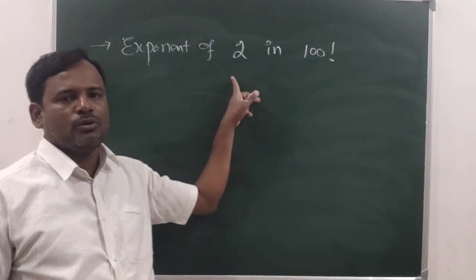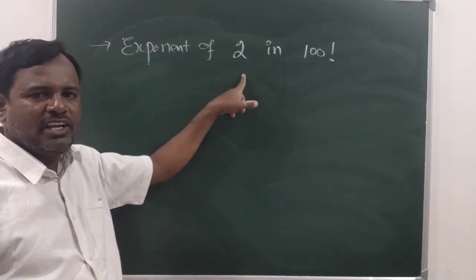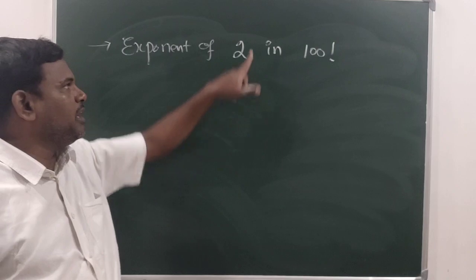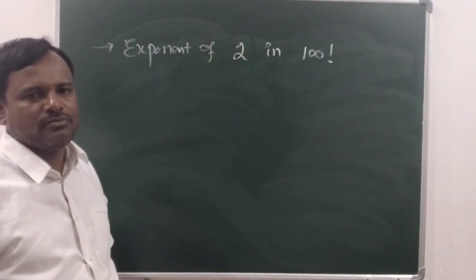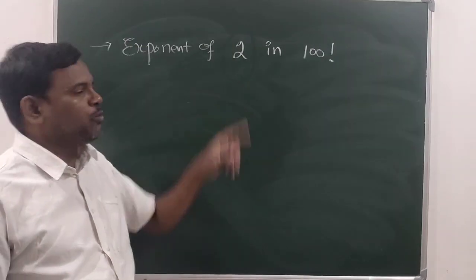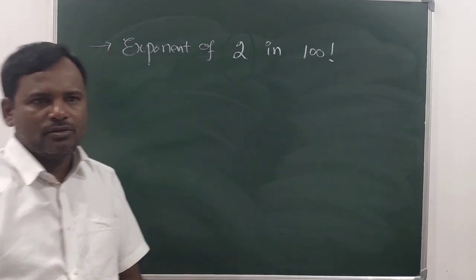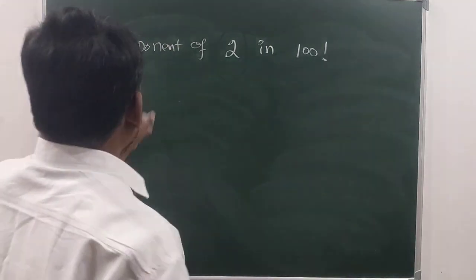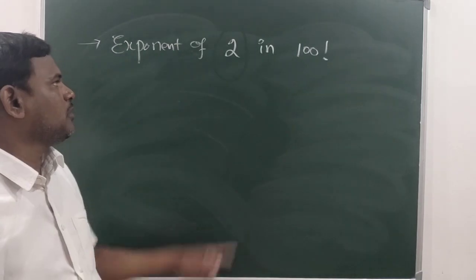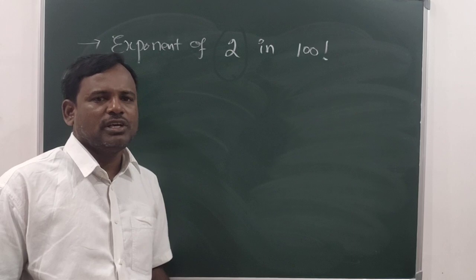Here 2 is a prime number. Here they may give you 2, 3, 5, 7 and so on. Any prime number may be given, so you have to follow this procedure. Exponent of 2 in 100 factorial. Here they may give you any prime number, so you have to follow the same procedure.